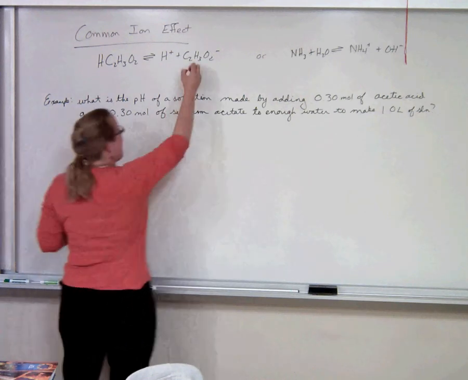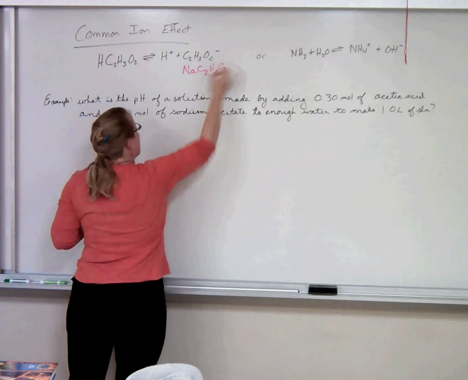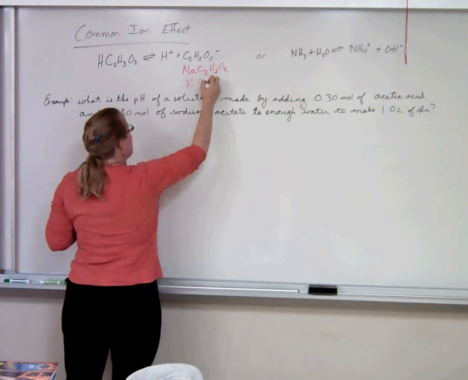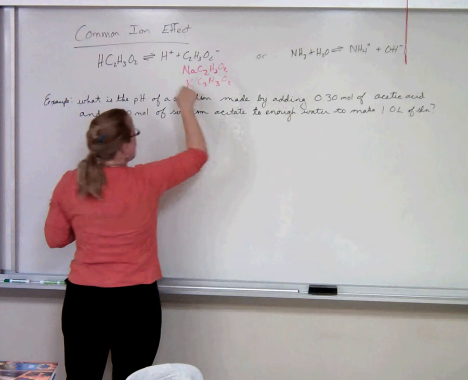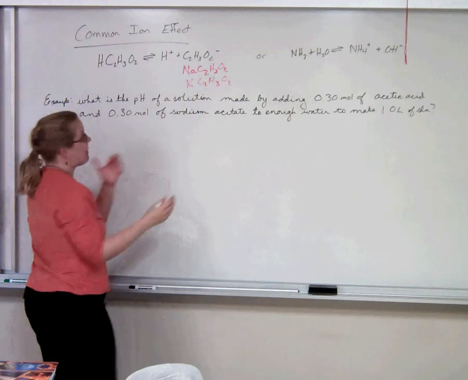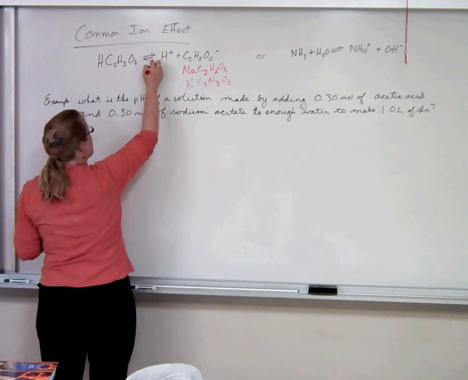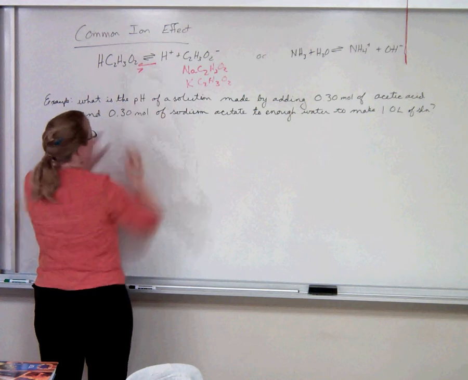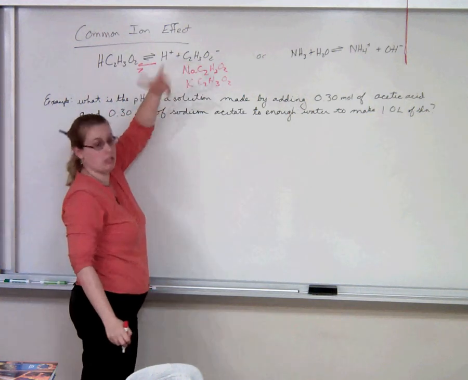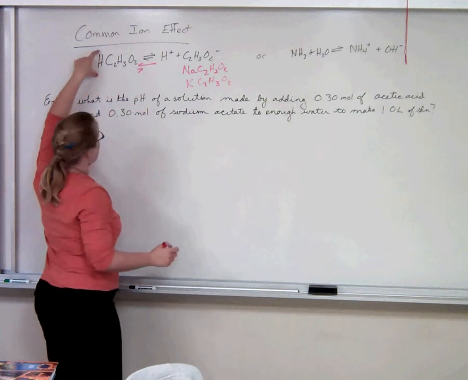So if we add anything here, like sodium acetate or potassium acetate, it doesn't matter what the cation is, it's just that it's adding the anion base there. That will shift the equilibrium to the left, because we know that if we add something to one side of the equilibrium according to Le Chatelier, it'll shift away from it. So it'll go back to making more of the acetic acid.